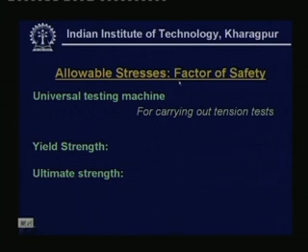What we do is that we consider one factor, which you can see written over here: the allowable stresses or the factor of safety. This factor of safety one should use in the design, and those factors of safety are basically based on the yield strength and ultimate strength of a material.